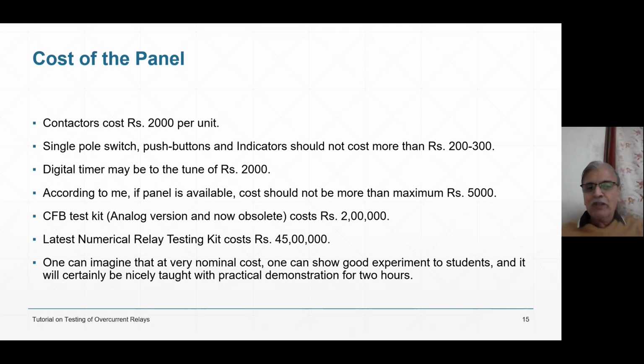Against this 5000 rupees, the CFB test kit, now it is an analog test kit. More or less, it is becoming obsolete. It is 2 lakhs. And the Omicron test kit, the latest numerical test kit. No doubt there are many facilities, I do agree, but it is 45 lakhs. No institute will be able to purchase. So with such a small cost, you can demonstrate a very good experiment to the students.